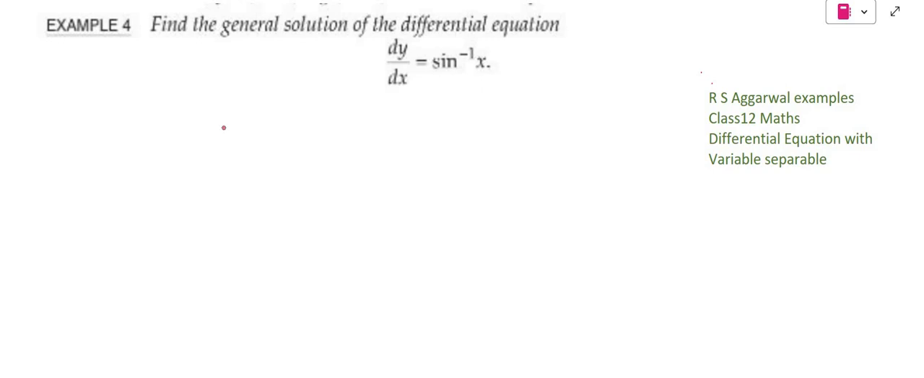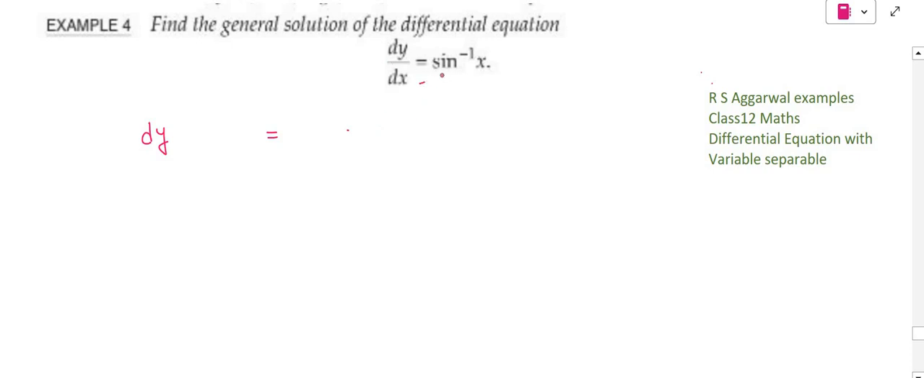Hello everyone, I am doing example 4 from R.S. Aggarwal, class 12 maths book. This is differential equations solving using the variable separable method. In variable separable we take all y variables on the left side and all x variables on the right side.